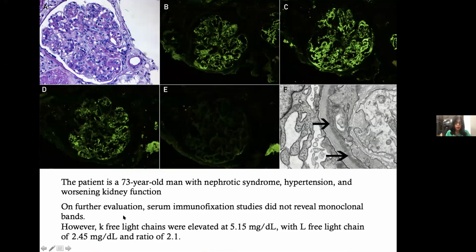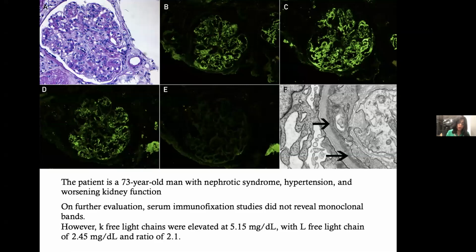On further evaluation, his serum immunofixation studies did not reveal monoclonal bands. So even his immunofixation and SPEP did not show any monoclonal bands. However, when serum free light chains were measured, kappa was really elevated and the ratio was 2.1. So this is a proliferative glomerulonephritis with monoclonal deposits. And these patients, yes, do get to end-stage renal disease, but they don't have an underlying malignancy.